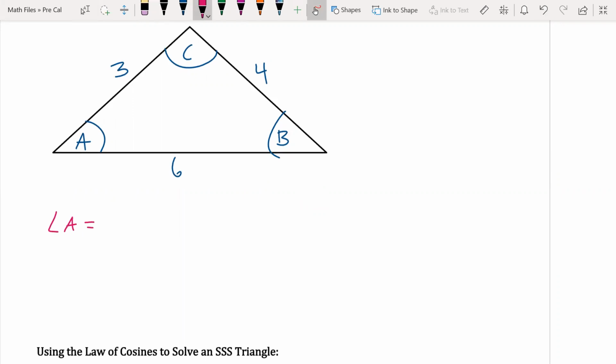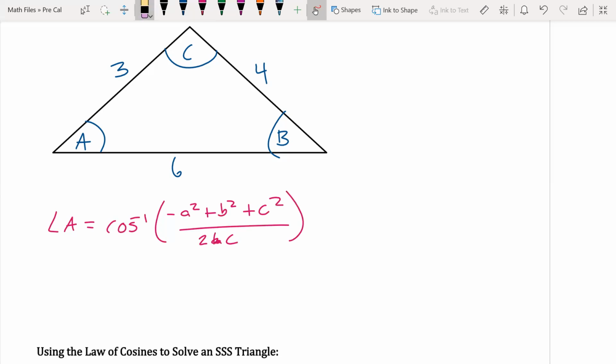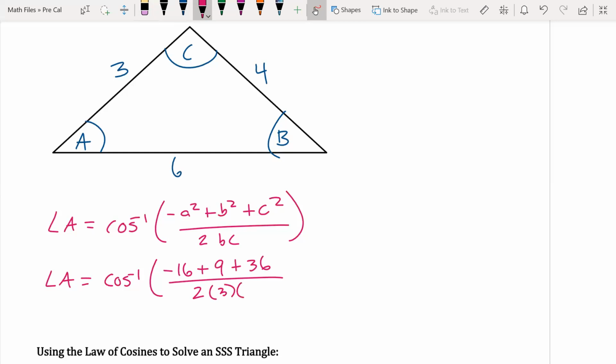It's going to be equal to the inverse cosine of negative A squared plus B squared plus C squared over 2BC. Got it. Okay. And now angle A is going to be the inverse cosine of negative 4 squared. Actually, we can just plug the numbers in, right? 4 squared is 16. So negative 16 plus 9 plus 36 over 2 times B, which is 3, times C, which is 6. And let's see what we get. Does anybody need me to show how to type this in on the calculator?